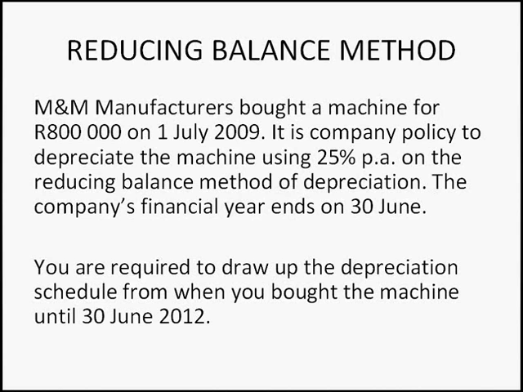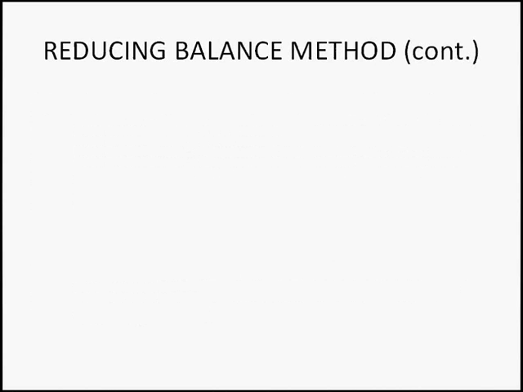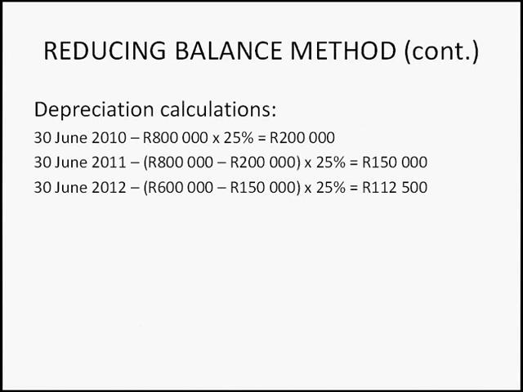So let's look at the solution then that we would use in this example. Firstly, let's look at the depreciation calculations. We bought this vehicle on the 1st of July 2009. So the first year that we'll write off depreciation is 30th of June 2010. Remember we said our financial year ends on the 30th of June every year. So on the 30th of June 2010, I will write off the first set of depreciation.